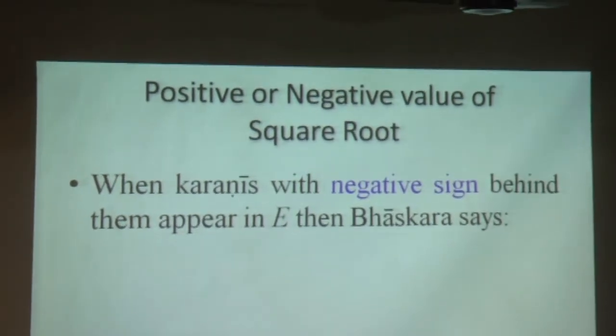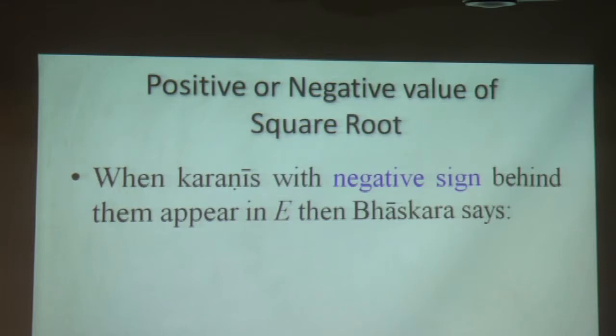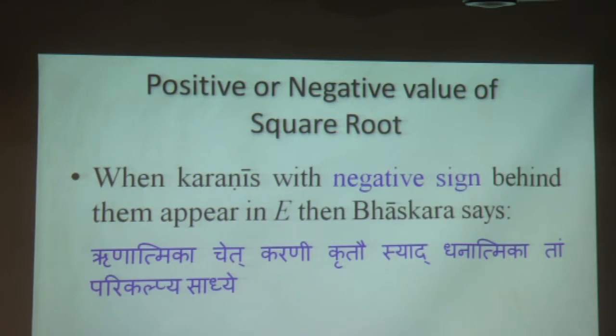In all the illustrations Bhaskara has given earlier, he has given positive values for Karani. No plus root 8, nowhere is a negative sign used, even in the illustrations. But he remarks that if positive and negative square root Karanis are available in that, then what should we do? Dhanatmikata parikalpa sadhya.